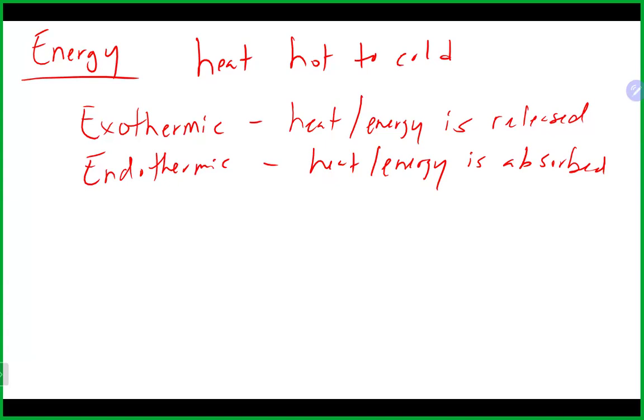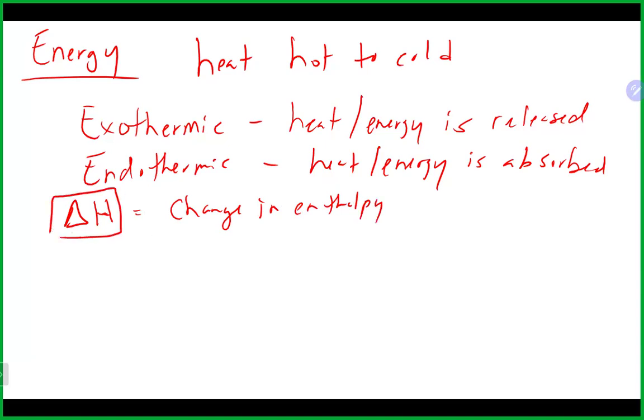So exothermic and endothermic are really important processes that occur in chemistry. The way that we oftentimes can see these, as we talked a little bit about last time, and we'll talk about again here today, is what's known as the change in enthalpy. And the change in enthalpy is basically the energy either gained or released in a reaction. The delta symbol here means change.